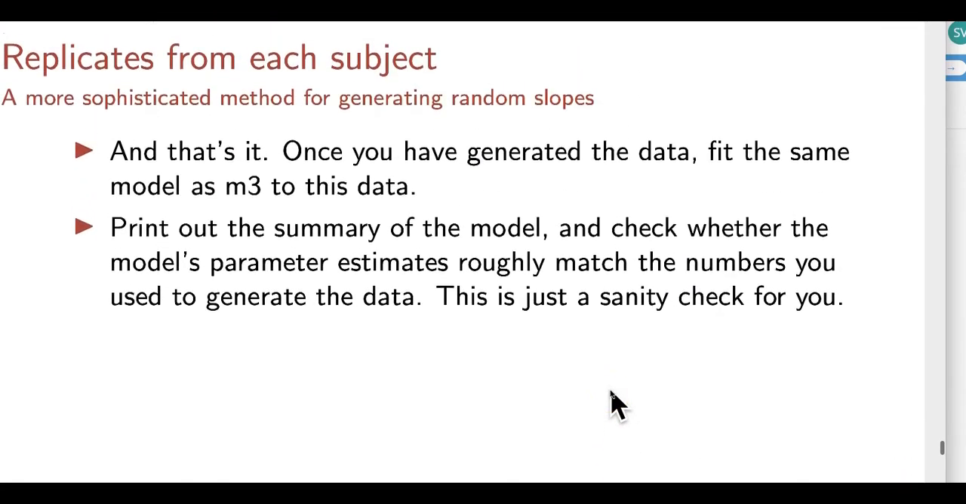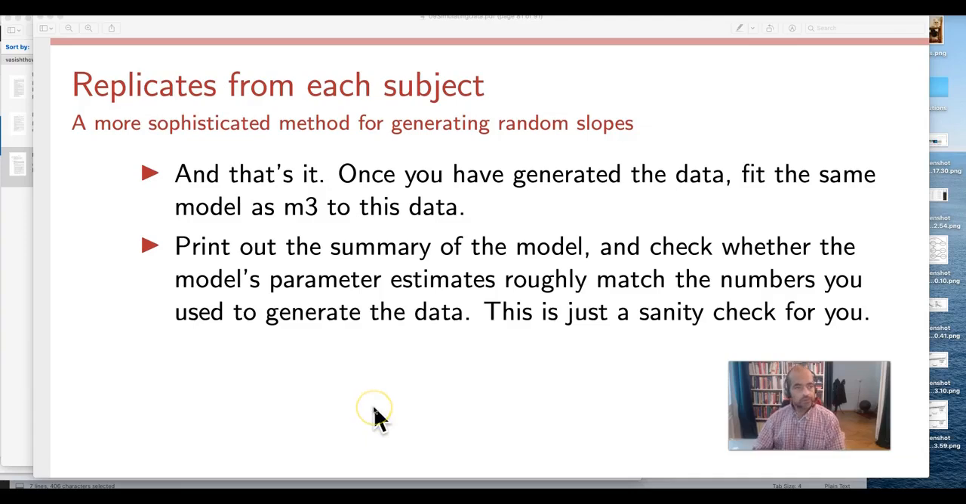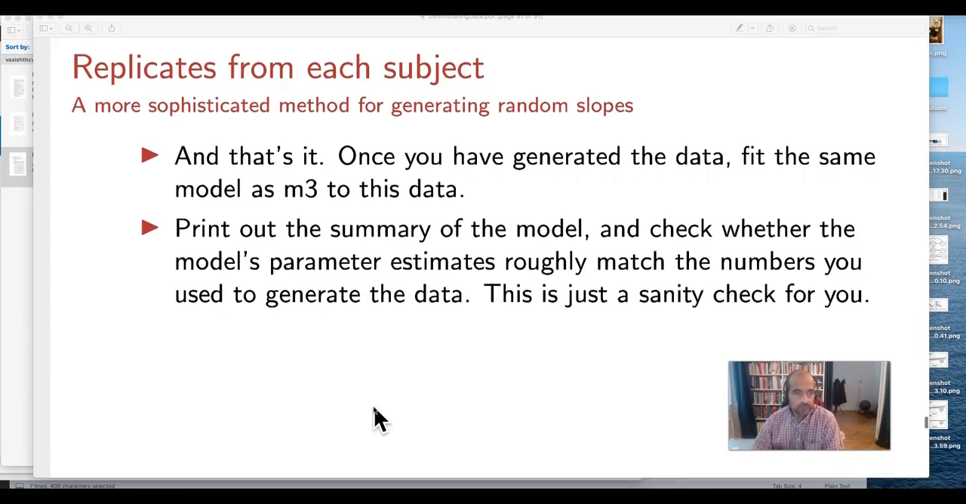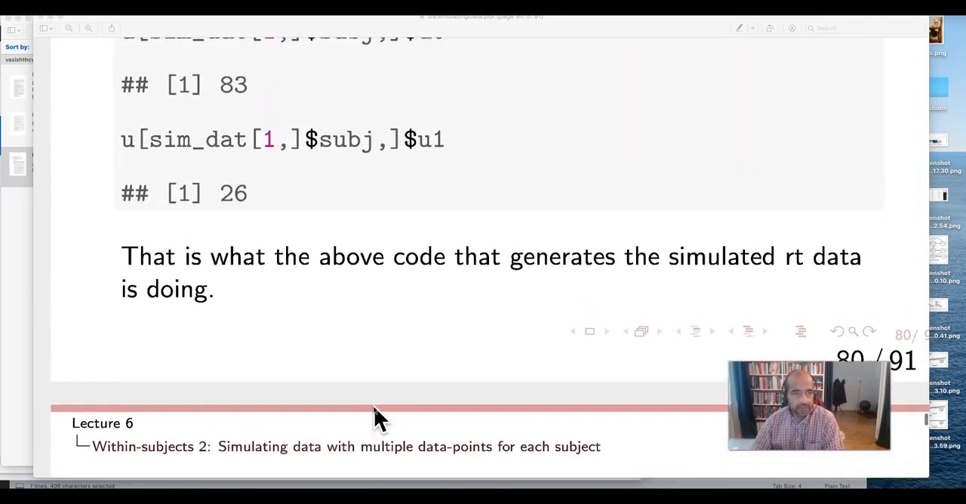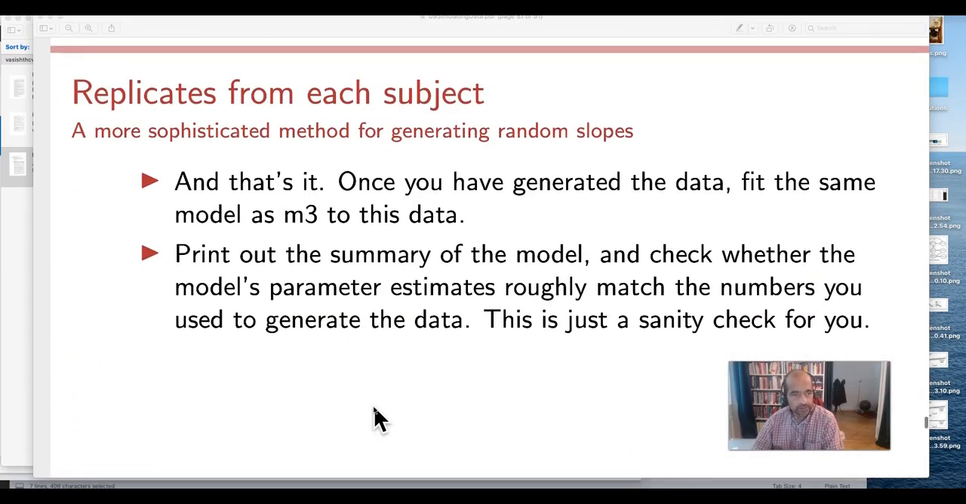What we have is that you can now generate data that has varying intercepts and varying slopes. And of course you can also check whether your parameters can be recovered by the model. That's something you can do yourself to see if it works. So, continuing with this lecture on generating simulated data for within subjects designs, we've reached the point where we can produce data with varying intercepts and slopes specifications.